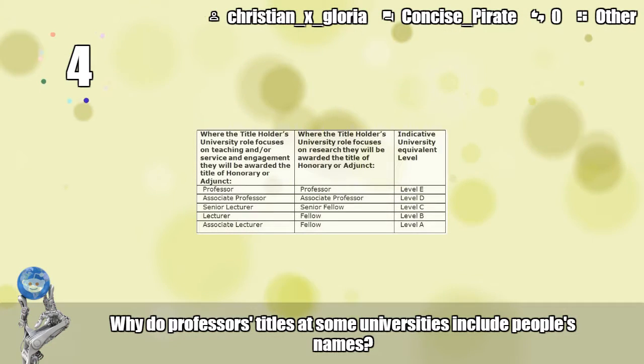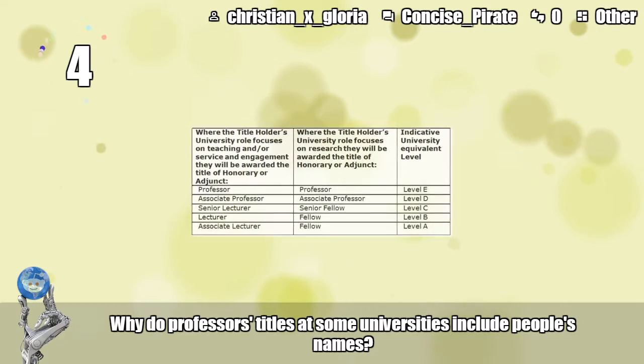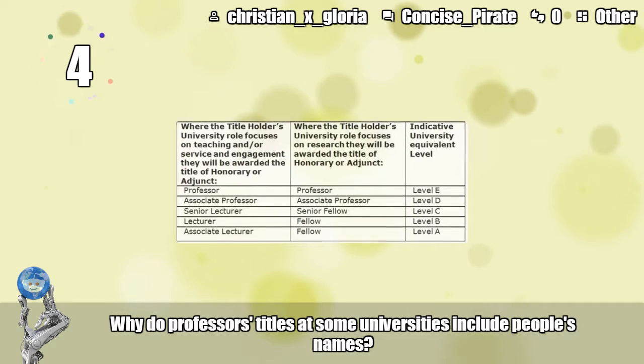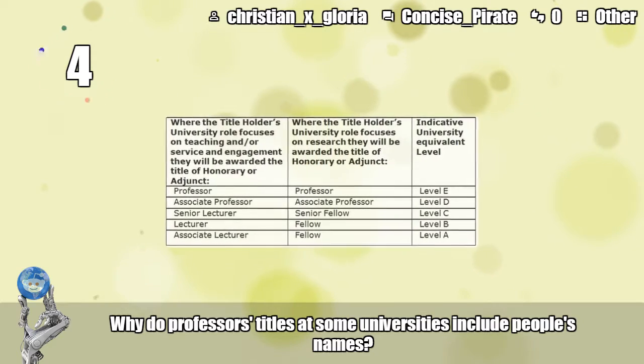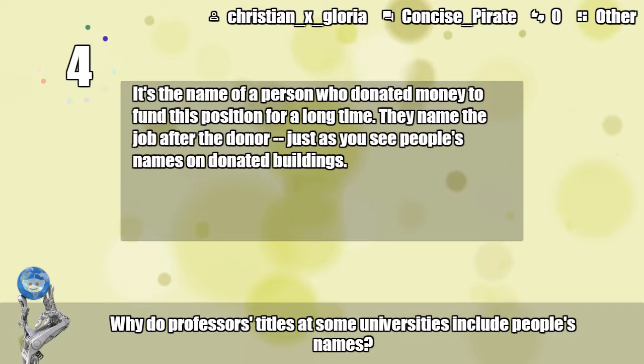At number 4, in the category Other, the user Christianxgloria asked, why do professors' titles at some universities include people's names? Which the user Concise Pirate replied, it's the name of a person who donated money to fund this position for a long time. They name the job after the donor, just as you see people's names on donated buildings.